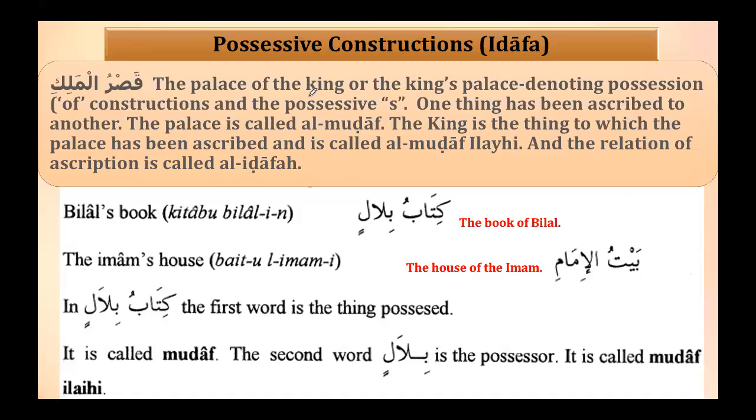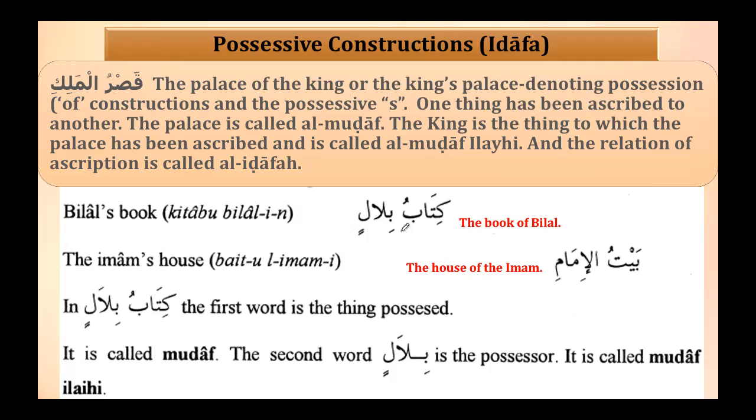So again, let's take this example here. Qasrul Maliki. Qasr in Arabic means palace, and Malik is king. So the palace of the king. Okay, this is an idafa construction. The first term, the qasr, is the thing that is possessed, and the second term, al-malik, is the possessor. So the possessor comes after, and the thing possessed comes first. So let's take more examples.